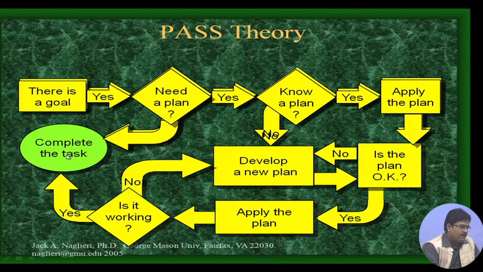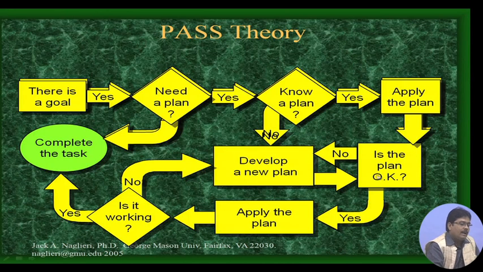If you need a plan, then you complete the task, then it goes to know the plan. If yes, then apply the plan. If no, then develop the plan. And if you apply the plan, then is the plan okay? No, then again go back and develop another plan. So, this is how all three functional zones interact with each other.